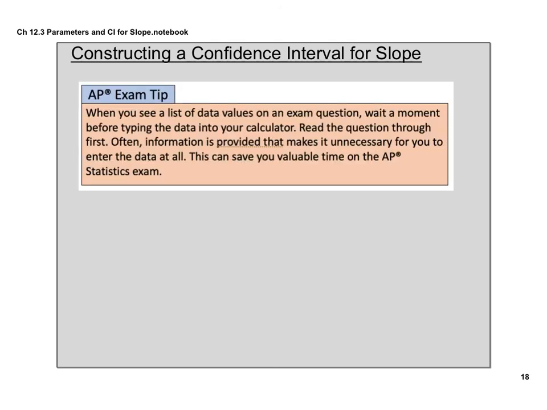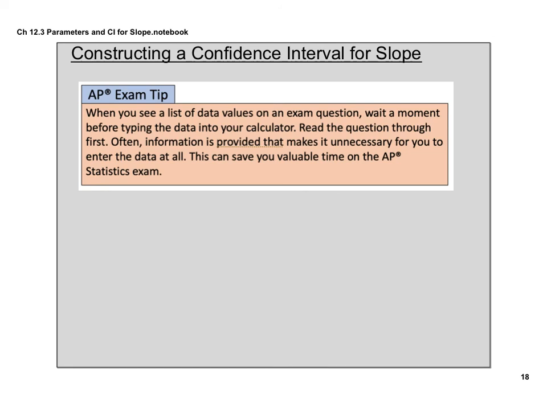All right, here's your AP exam tip. It says when you see a list of data values on an exam question, wait a moment before typing data into your calculator. Read the question through first. Often information is provided that makes it unnecessary for you to enter all the data in, and that can save you time. While in this case it may have almost been just as fast to type the data into your L1 and L2 and then do the confidence interval from your test menu, you also could have done what we did without needing to type it all in.